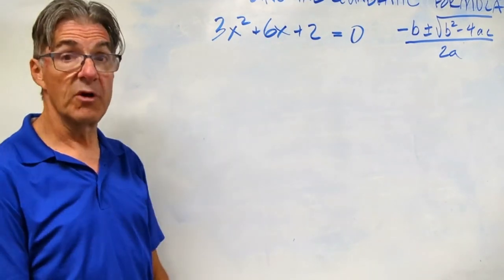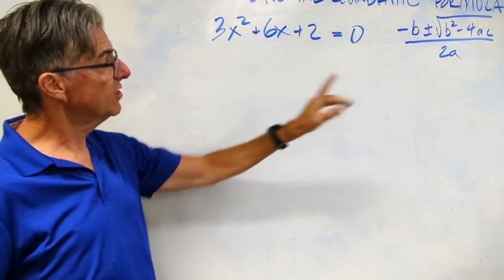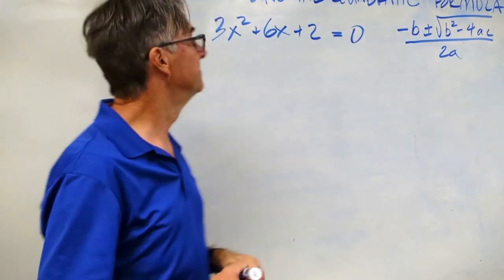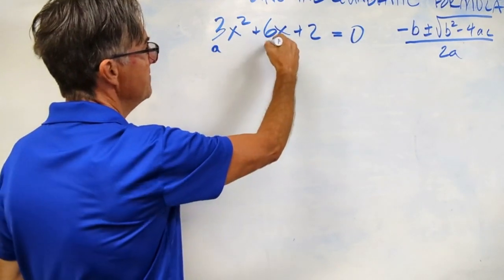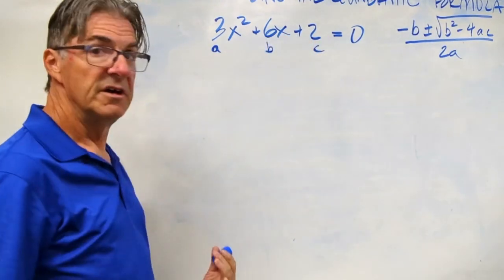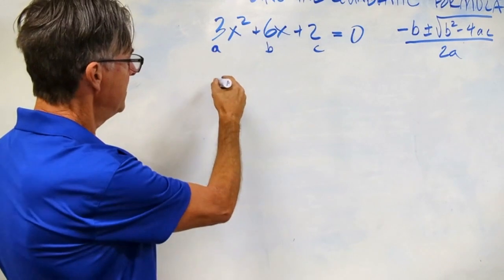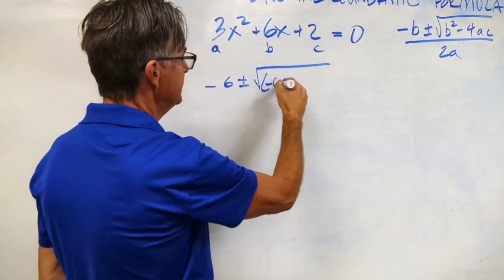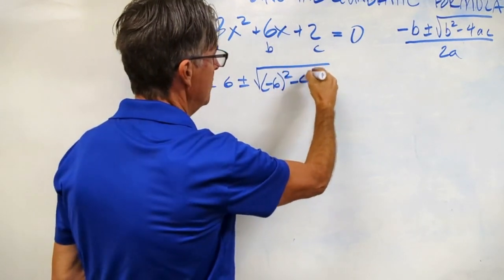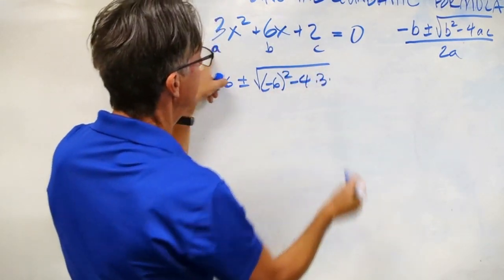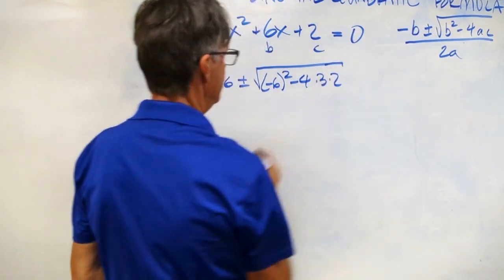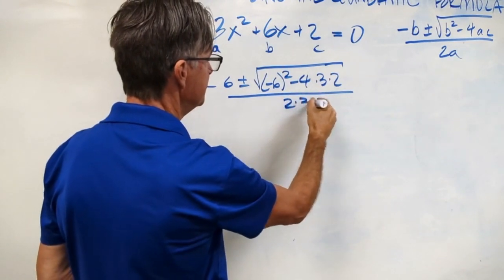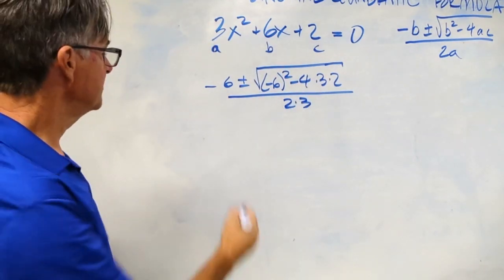Now you could complete the square, that would give you a solution, but we can also go straight to the quadratic formula and find our solutions that way. So let's do that. Here's my a is 3, my b is 6, and my c is 2. So we just plug into our formula, minus 6 plus or minus the square root of minus 6 squared minus 4 times 3 times 2. There's the top, and then the bottom is just 2a, which is 3. 2 times 3.